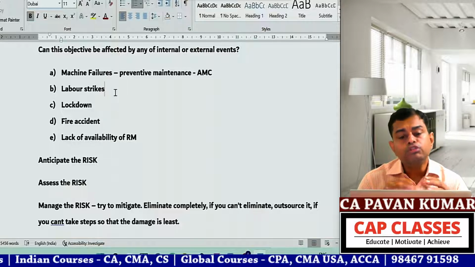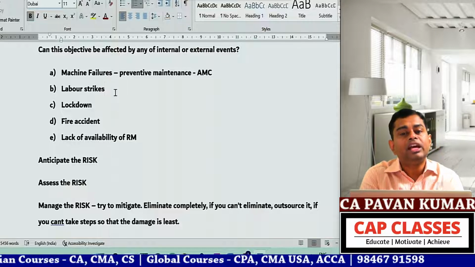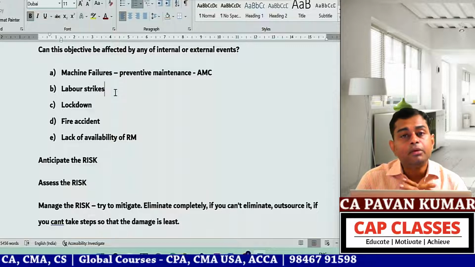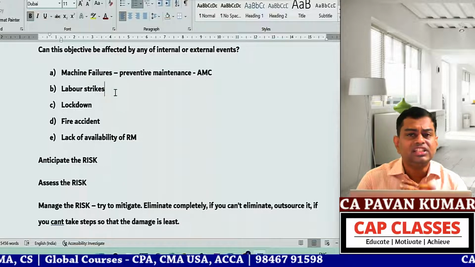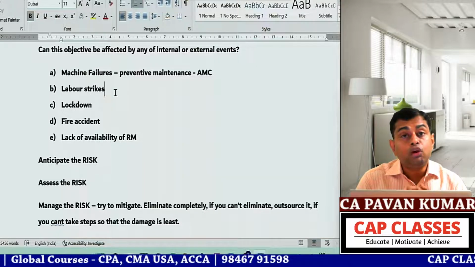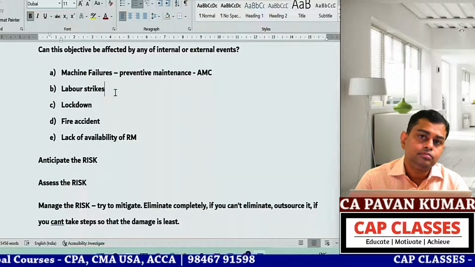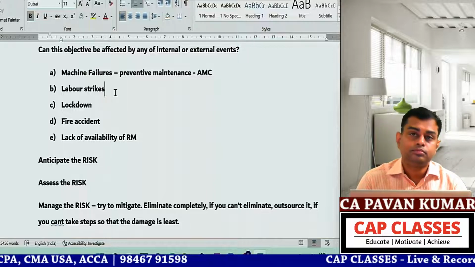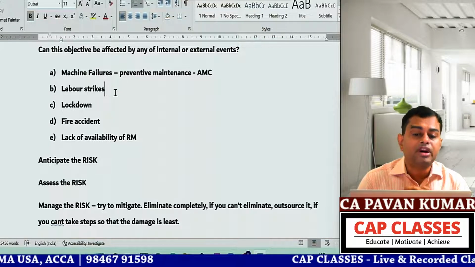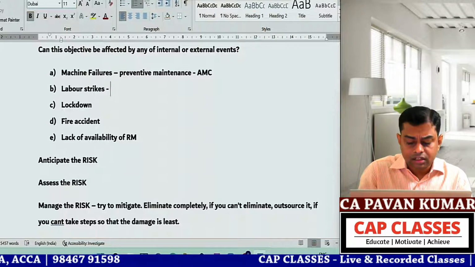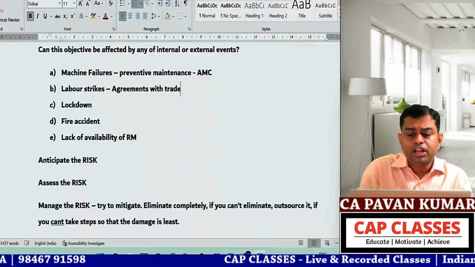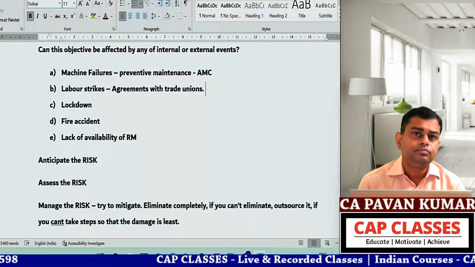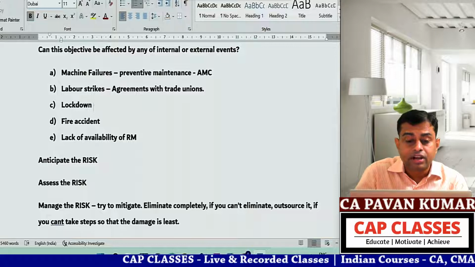You understand? Don't use them beyond their expected estimated life. Like some companies use lorries. Initially when they buy lorry, they expect that we'll use this for 6 years, 5 years, 7 years. But now the lorry is 10 years old, still you are using. Machines also, 20 years back you purchased a machine, still you are using, so failures will be more. Replace them at optimum interval. Then labor strike, agreements with trade unions. Give what they want, give good facilities to them so that they'll not come with red flag or black flag.